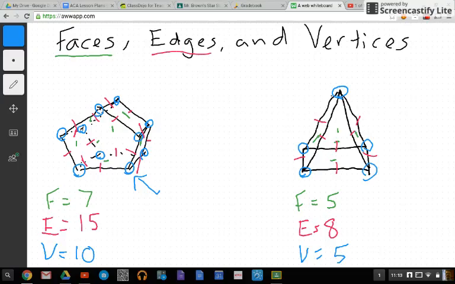So I hope this helps you learn what and how to label faces, edges, and vertices when you have to do this on your 3-dimensional figures that we're going to be working with.